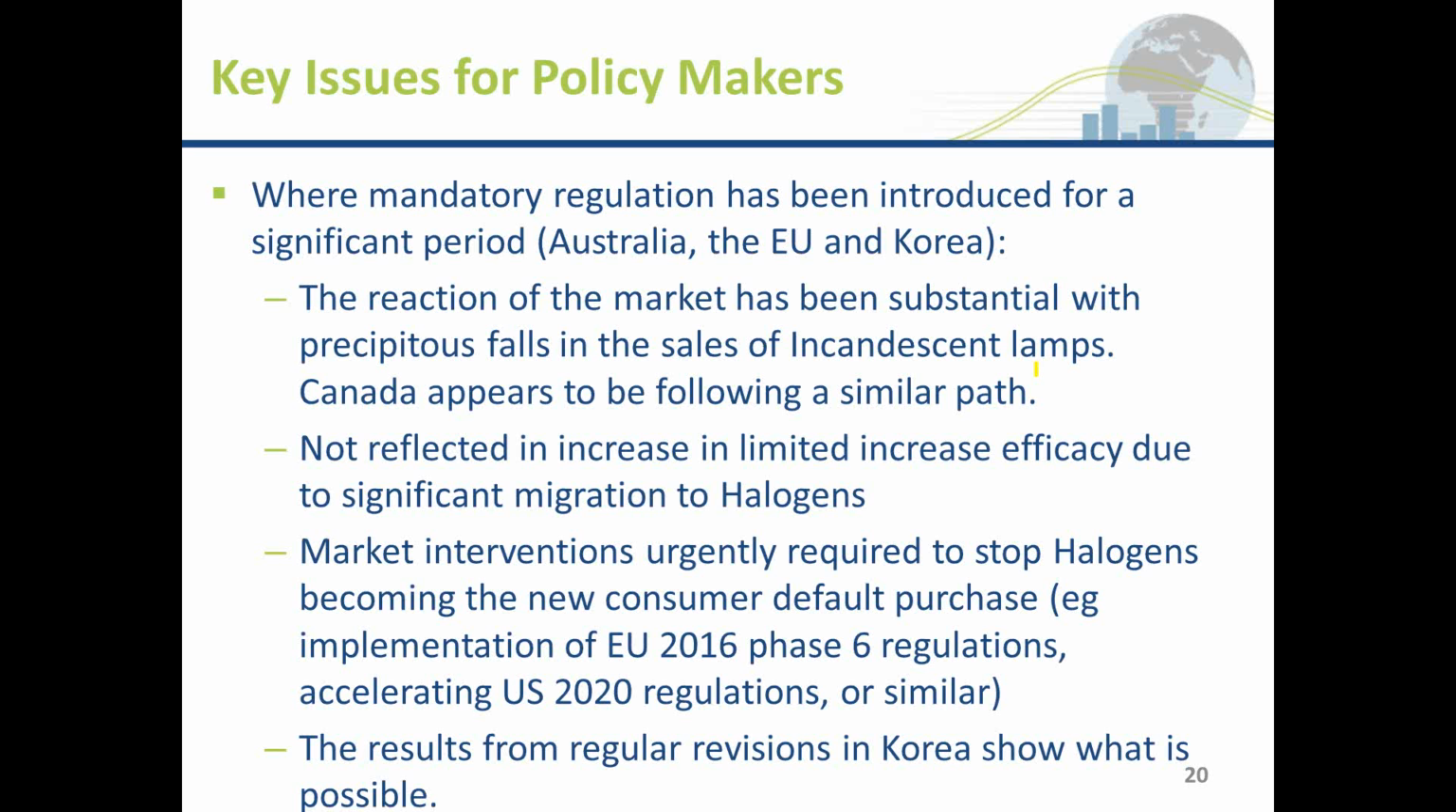Policymakers really want to consider urgently intervening in the market to stop those halogens becoming the default choice. The EU is nominally doing so through what are referred to as Phase 6 regulations, which should come into force next year. They're currently under review. There's a suggestion they may be pushed back. The EU needs to think about that seriously. Similarly, the US has some planned regulations for 2020. They might want to consider bringing those forward so they don't come across as quite such a big jolt to the consumer.